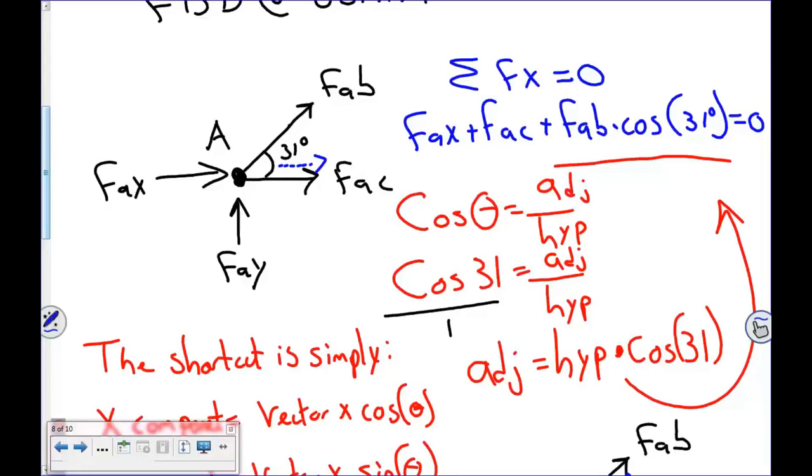FAX, that's just showing that it's joint A. FAY, FAC, and FAB. Our angle's 31, and go ahead and draw this little dotted vector right above FAC. I always show my vectors in tension, meaning going away from the center of mass. That's why FAB and FAC are going that way. It could change, we'll find that out in a minute.